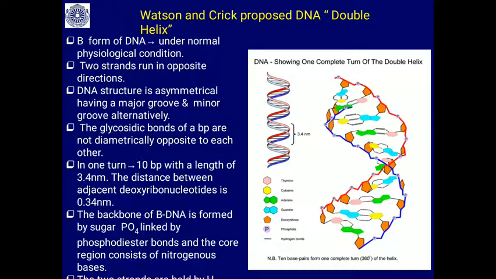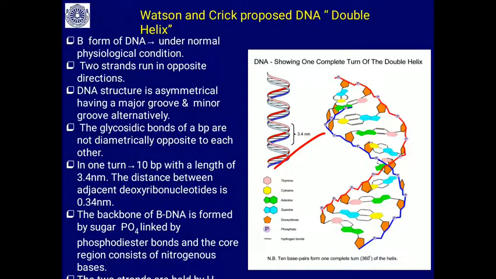Before going to see all these, we have studied already the Watson and Crick model of DNA, that is the DNA double helical model, the double helix. It is nothing but the B form of DNA. Under normal physiological conditions inside the cell, DNA occurs in the B form. You have studied already the B form.